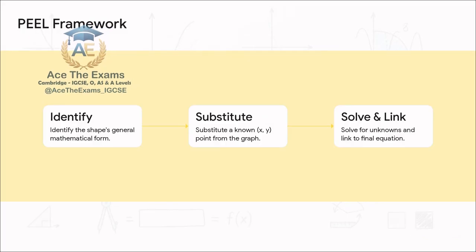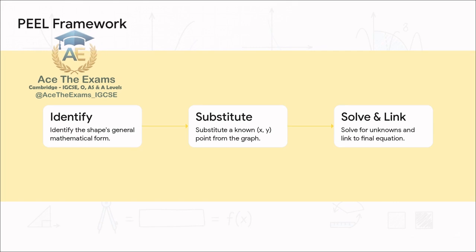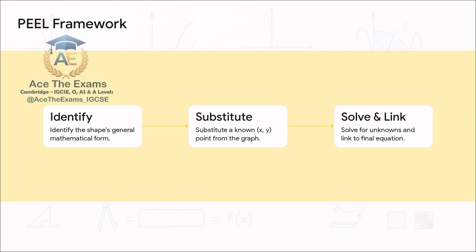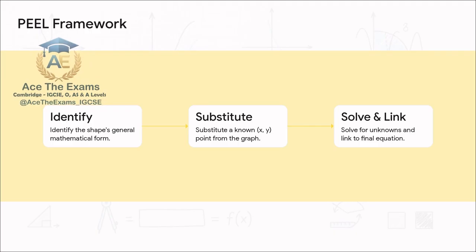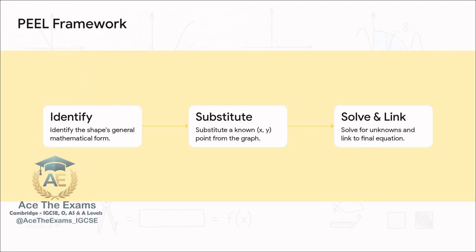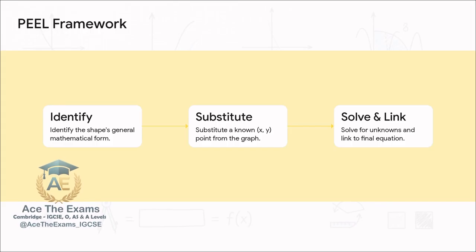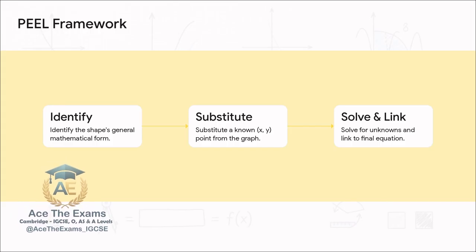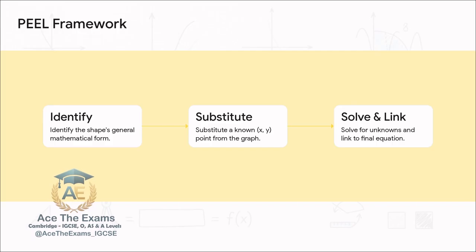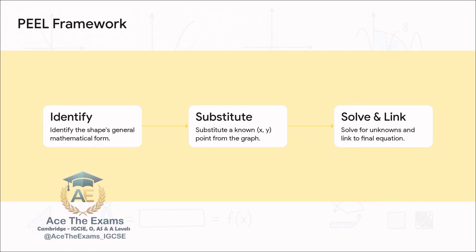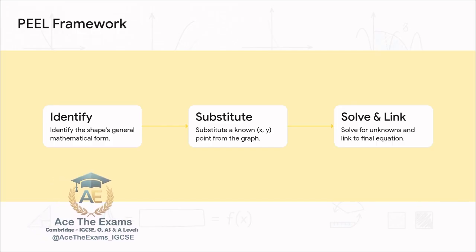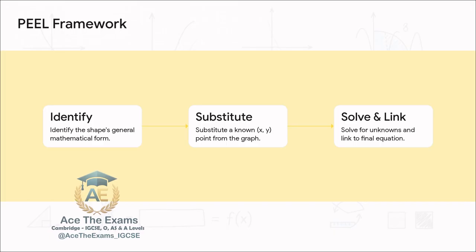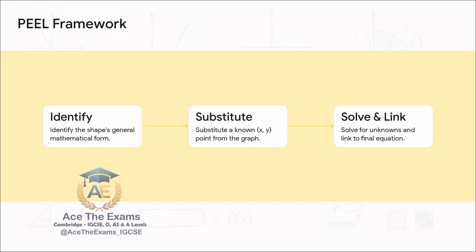So how do we fix the mistakes made by Alex and Sam? We apply a framework, specifically our Peel-inspired framework, which we've adopted directly for Cambridge Mathematics. Point, evidence, explanation, link. Here's how it breaks down into 3 simple steps. Step 1 is the point. You need to identify the shape's general mathematical form just by looking at it. Is it a straight line, a parabola, a hyperbola? You have to know the suspect before you interrogate them.